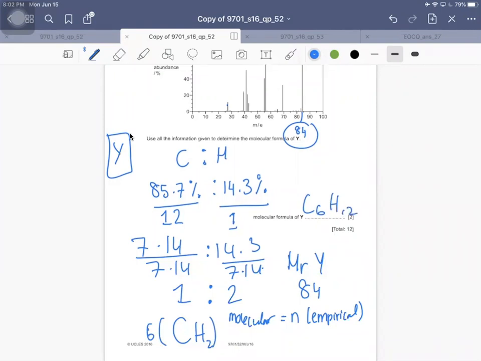Another way of doing this is, you know the MR of the unknown formula is 84, and you know that your empirical formula is CH2. So you take your 84 divided by the MR of your CH2, which is 12 plus 2, 14. If you take 84 divided by 14, you will get 6. So you have to times 6 carbon and 6 times 2 hydrogen. The ratio is always 1:2, so if there are 6 carbon, the hydrogen will be 12.